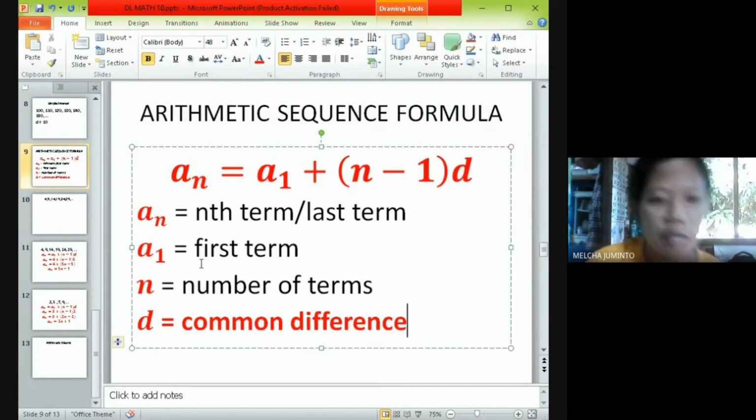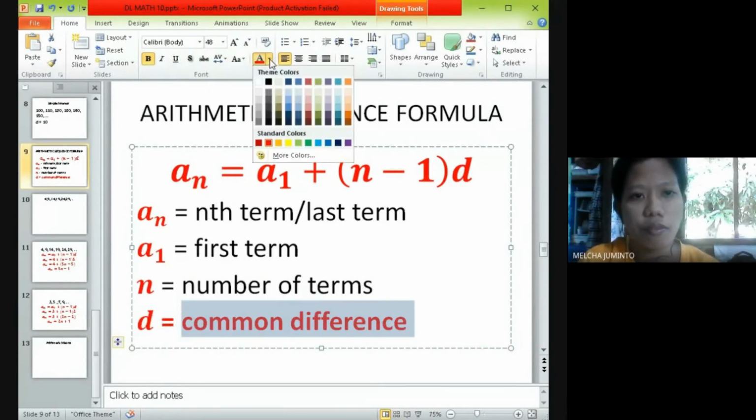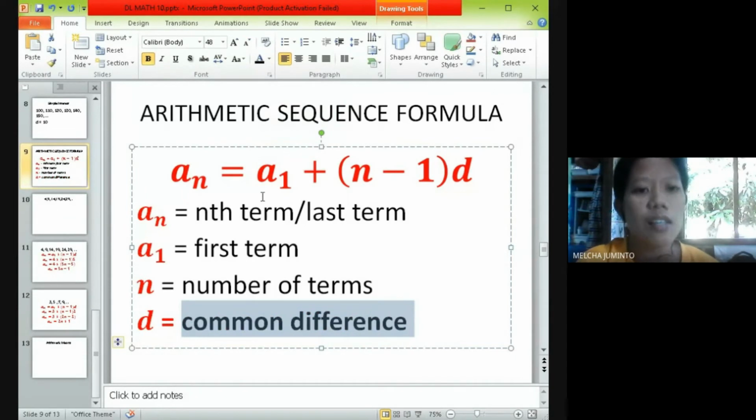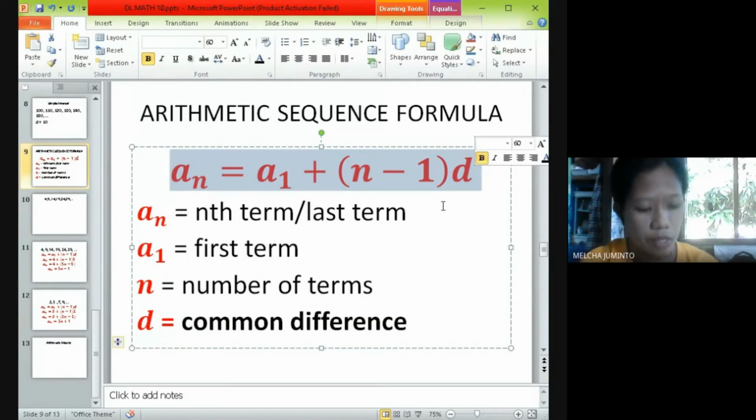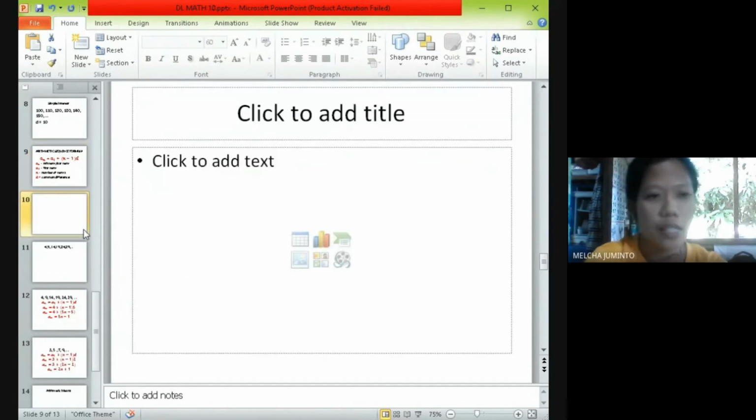Okay, so ayan yung mga meaning ng symbols sa formula ng arithmetic sequence. So we always use the formula every time we are given a problem that deals with arithmetic sequence. Okay, let us move on to some examples of how this formula is being used in a problem. Let us talk about the example in your activity sheet, sa page 2 of your activity sheet.